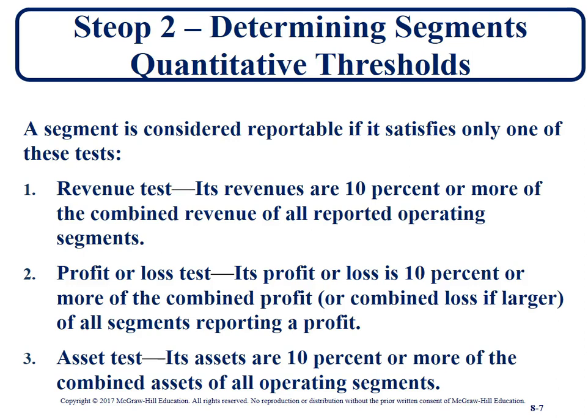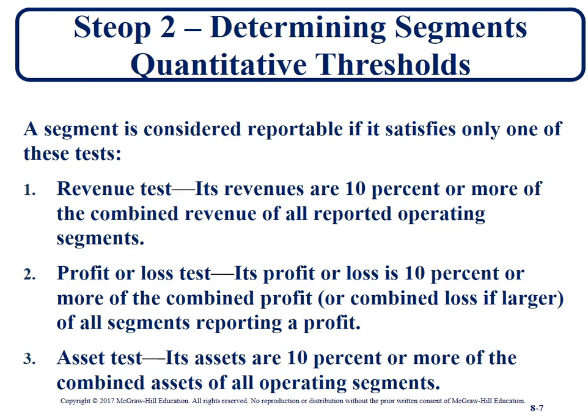Okay, the second one is the profit or loss test, and you want to determine if the profit or loss is 10% or larger of the combined profit or combined loss if larger of all segments reporting a profit. Okay, so again, it's that 10% criteria. And then the third one is the asset test. You're going to look at the total assets of each segment. Is the total assets of the segment greater than or equal to 10% of the total assets of the business?